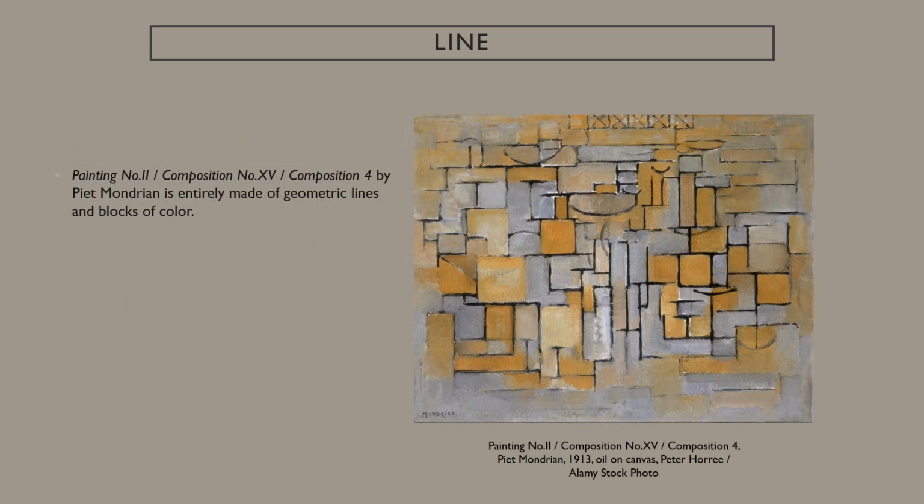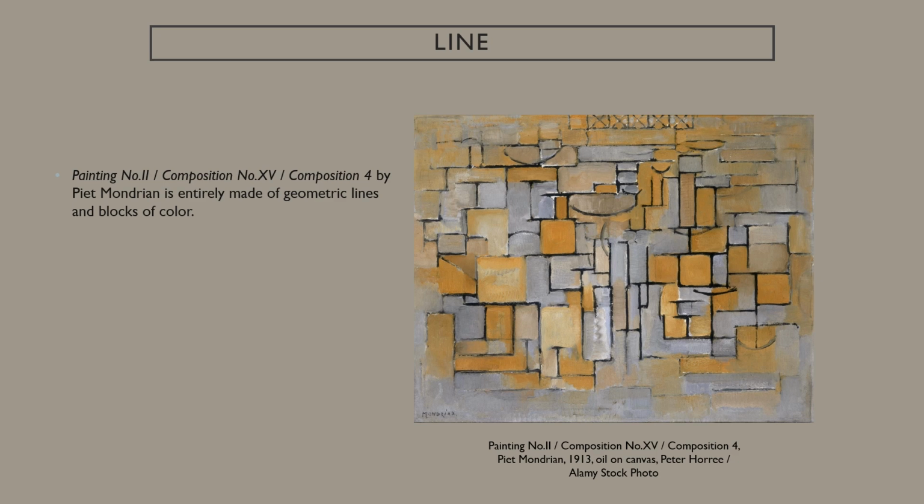So here we've got an early Mondrian painting, and this is made entirely of geometric lines and blocks of color. Because they're a little bit more freeform, most everything that Mondrian did, even the later ones that are very rigid in structure, were done without the use of a ruler. So this is all straight lines, but they have somewhat of an organic quality to them, right?